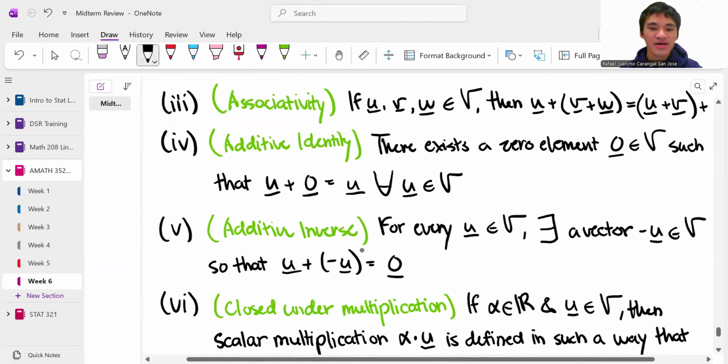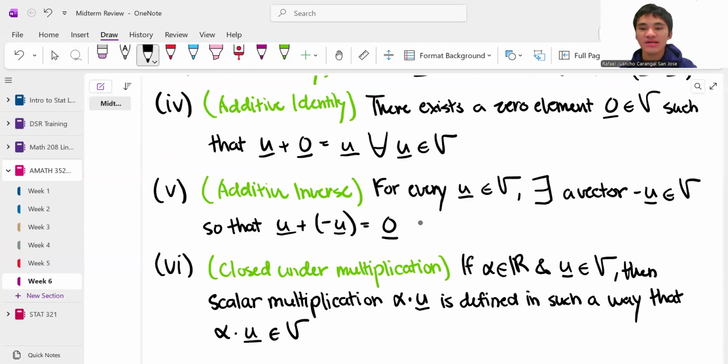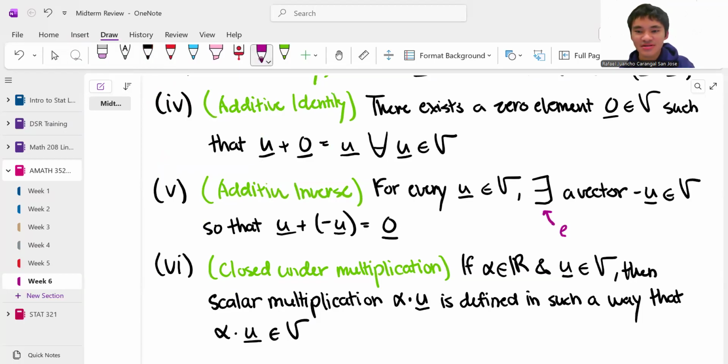Cool. And then we have additive inverse. This is for every vector u in that vector space V, there exists. So pretty sure I did talk about this notation here. There exists, or there is a vector negative u. We just put a negative, and we also say that that negative vector u is also in the same vector space as the original one.